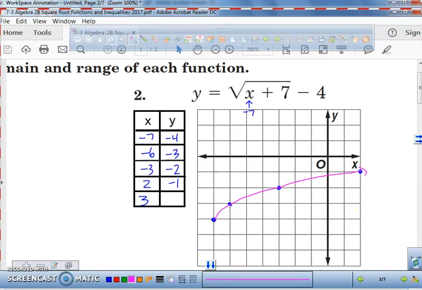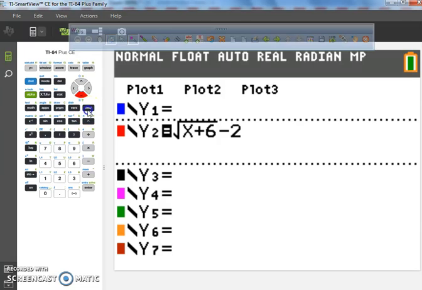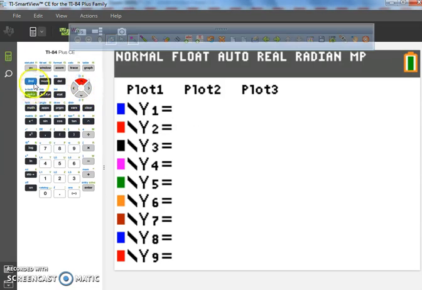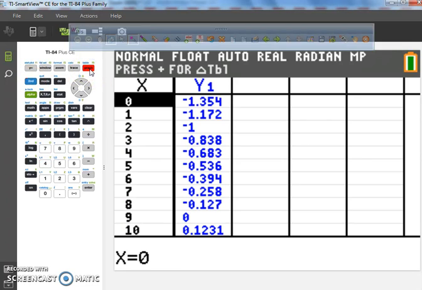I'm going to hit y equals so you guys can see it. Clear this out. Go down here, clear this out. So y equals a square root of x. I'm going to type in x plus 7. Don't forget, you have to hit the right arrow to close off that radical. Minus 4.